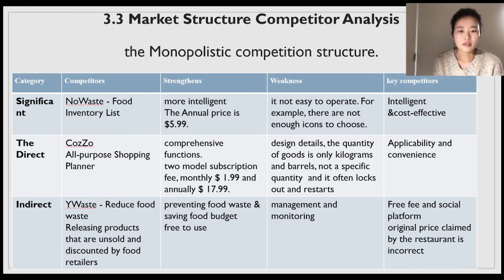With the analysis of existing food reminder apps, the market structure of these apps is monopolistic competition. From this graphic, the significant competitor is the lowest. This application is more intelligent and can suggest a shopping list for customers. And the annual fee is only $6, but the app is not easy to operate.